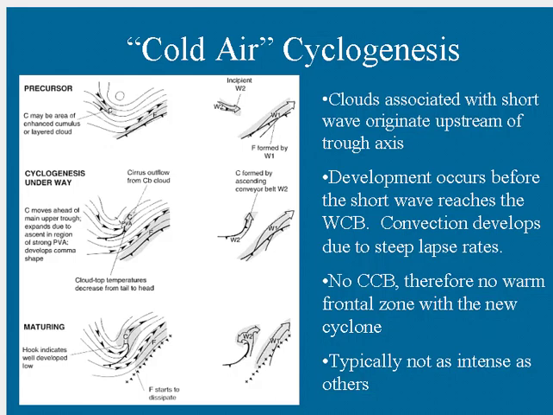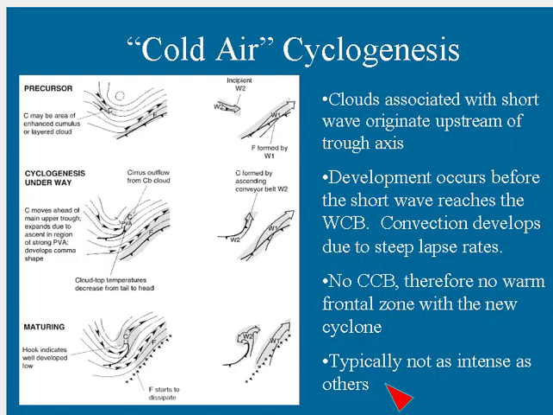Another type of cyclogenesis is the so-called cold air cyclogenesis. This starts out with an upper level shortwave moving towards a warm conveyor belt. But what happens is we start to see cyclogenesis result west of this warm conveyor belt here. So the one thing that this is characterized by is development occurring west of the warm conveyor belt. So we see this spacing in between the warm conveyor belt and where this cyclone is developing. There's no cold conveyor belt in this case, therefore there's no warm frontal zone with the new cyclone.